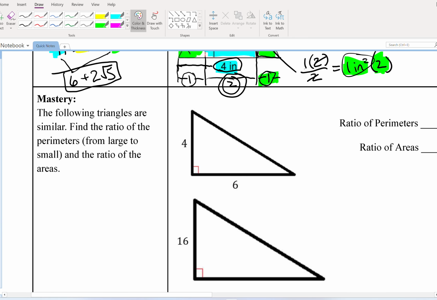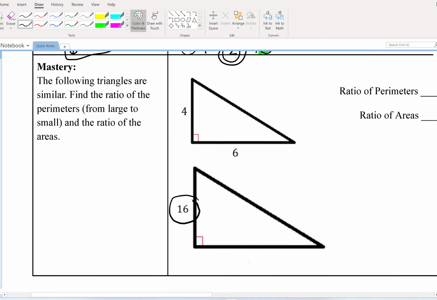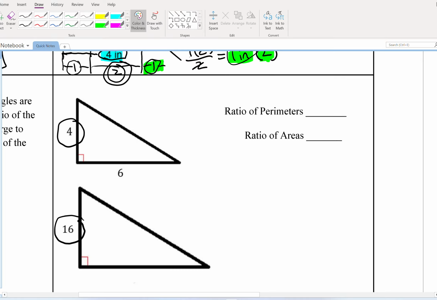All right, moving right along here. Now, here it says the following triangles are similar. Find the ratio of the perimeters from large to small and the ratio of the areas. So if we're going from large to small, I can get the ratio of the perimeters without even finding their perimeters, because they're similar. Each of their sides will be in the same ratio as their perimeters. So 16 to 4 is the same as 4 to 1. So the ratio of the perimeters is 4 to 1. And since the area is the square of that, it is just 4 squared, 16, to 1 squared, 1.